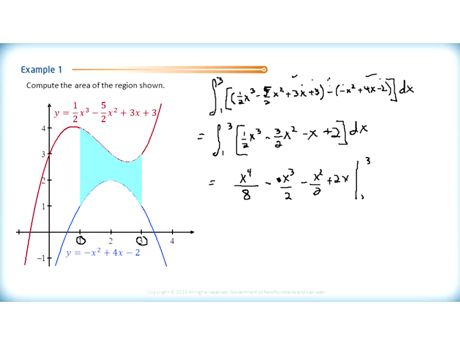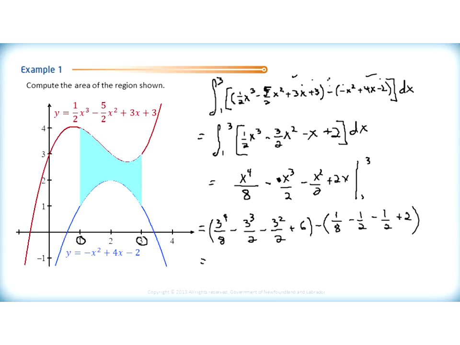So we fill in our numbers and hopefully can manage the arithmetic. So this will be 3 to the power of 4 over 8, subtract 3 cubed on 2, minus 3 squared on 2, plus 2 3s are 6. And from that now, we have to figure out what that stuff is, and then subtract. All of those x's and stuff are going to be 1s now. So it's 1/8 minus 1/2, minus another half, and then plus 2.